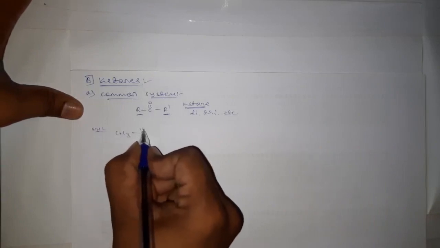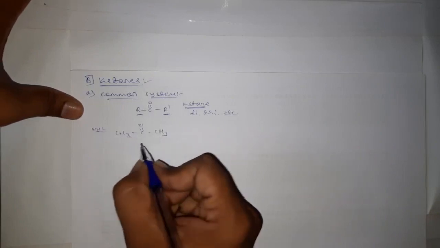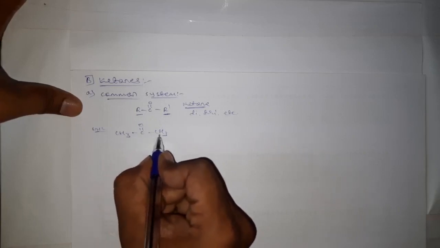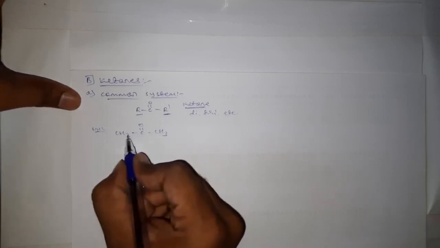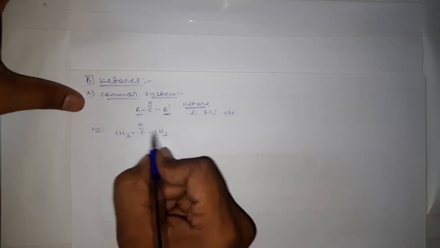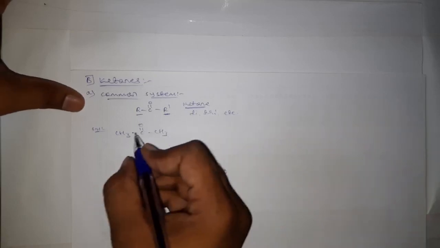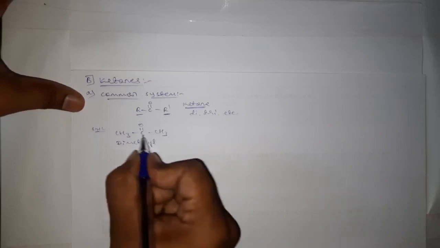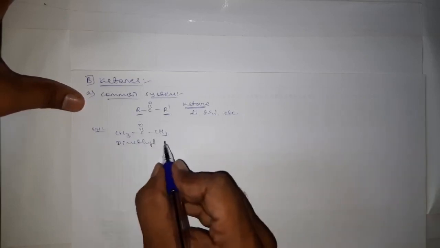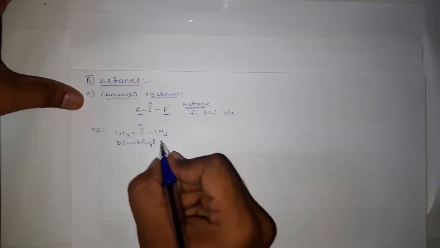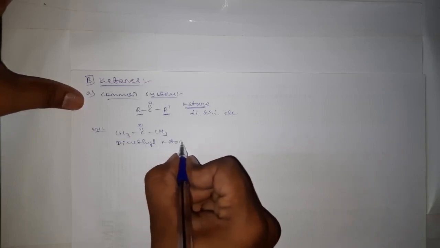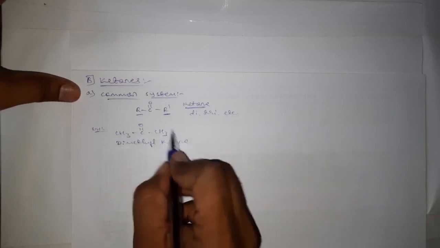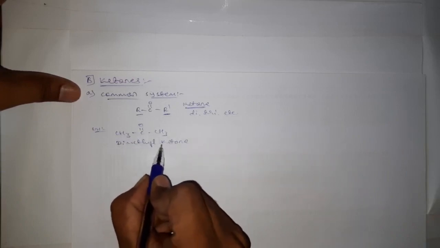CH3, C double bond O, CH3. This is a ketone of the type R C double bond O R dash. And here two alkyl substituents are there, and both the alkyl substituents are the same. Therefore, the name is dimethyl. And after the names of the alkyl groups, we have to add the word ketone. Okay, the common name of this compound or this ketone is dimethyl ketone.